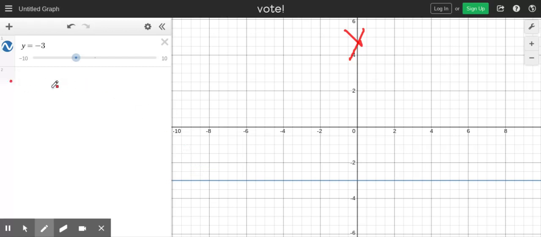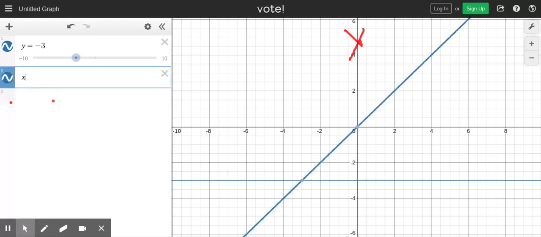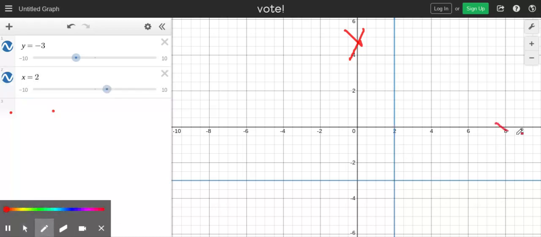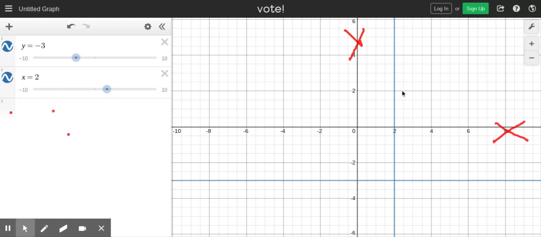Now, if we do the next one, x equals 2, notice what happens. Here is the x-axis, and notice what this line is. This now crosses the x-axis at 2. So it crosses the x-axis at 2. And so you have two things.